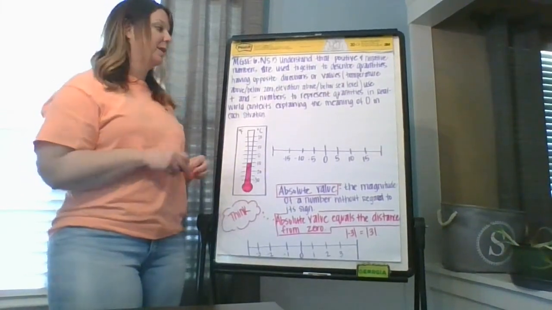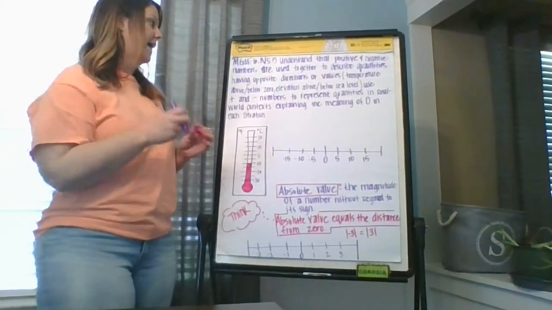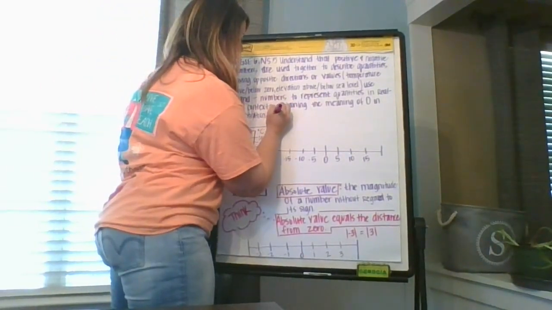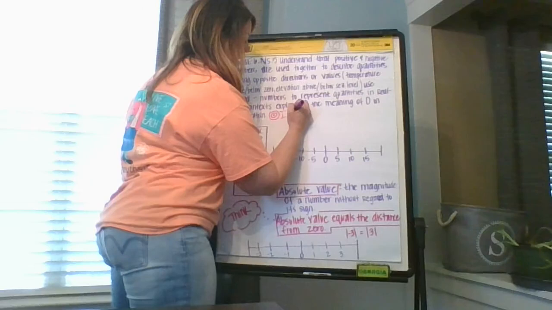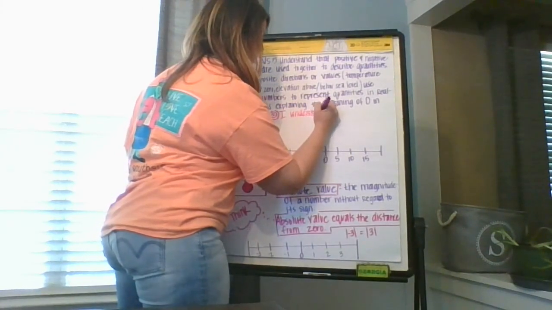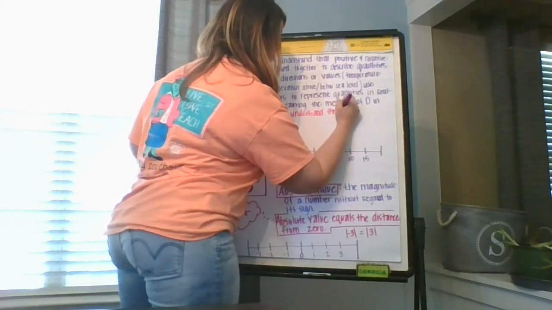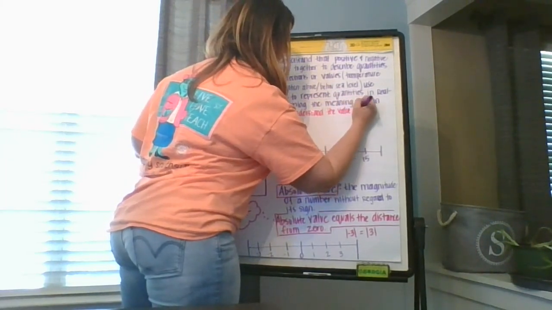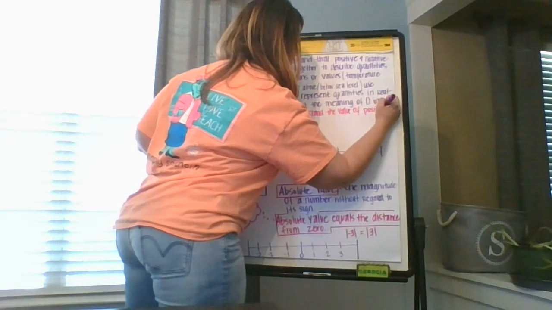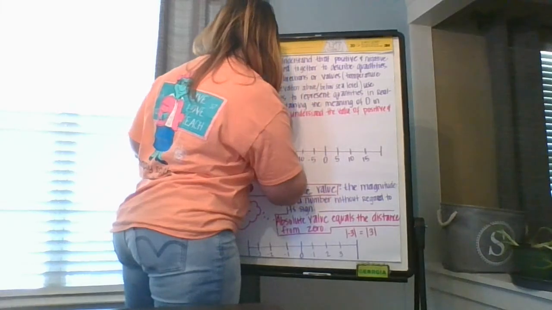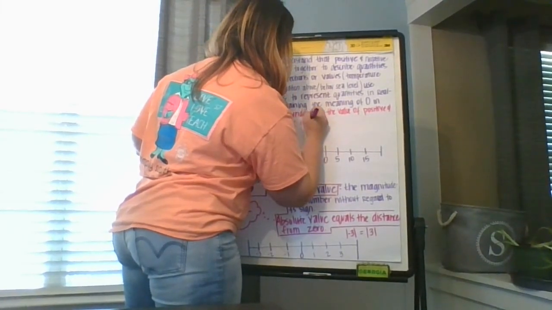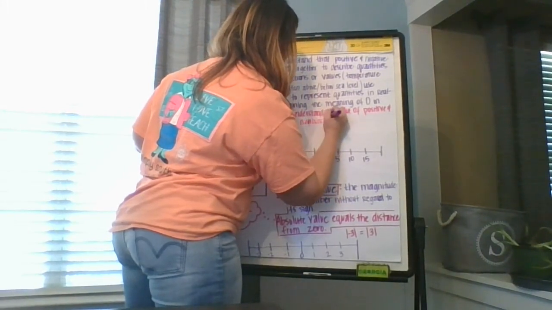So that's a lot of words. What does it really mean that you can do? Basically, the learning target here is that I understand the value of positive and negative numbers in context.